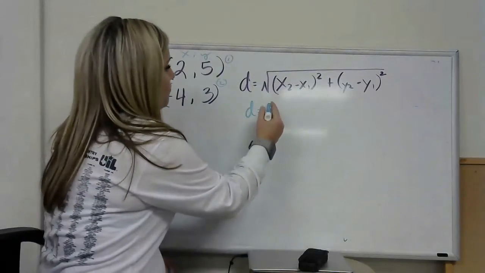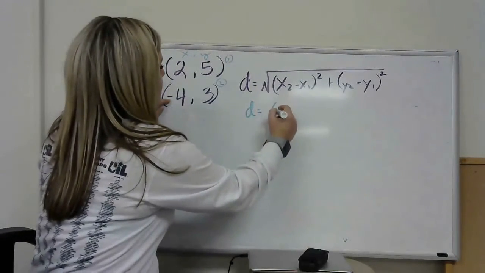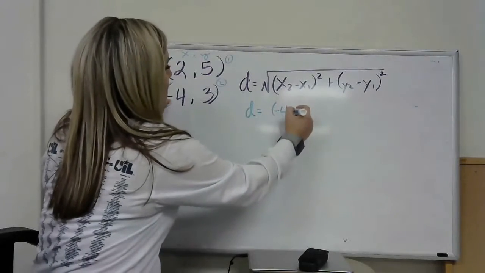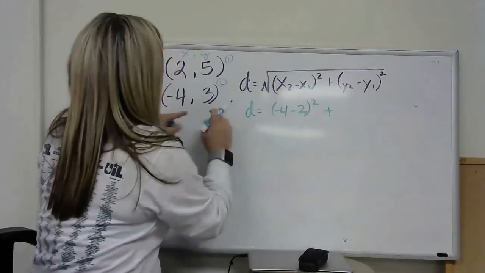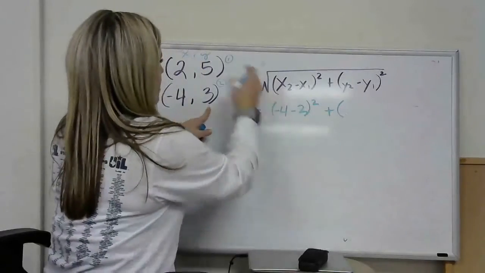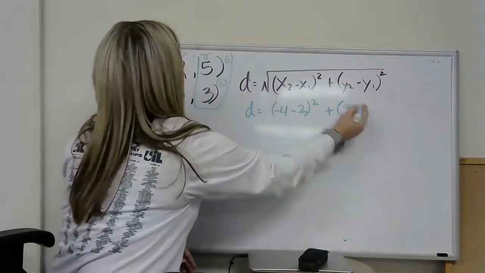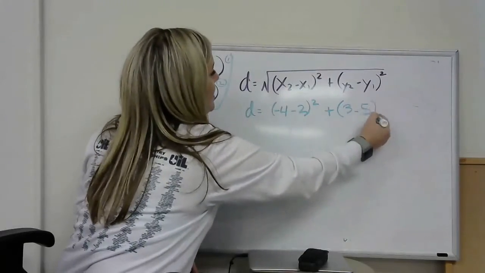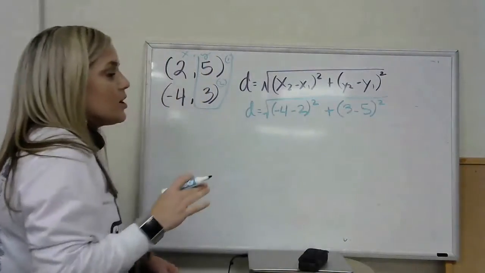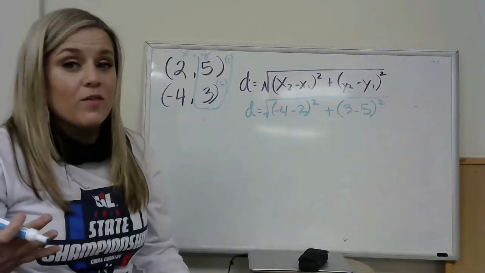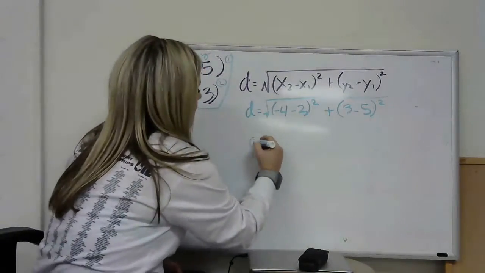Okay, so x2, here's my x's. So x2, which is negative 4, minus positive 2, and we're squaring that. And then y2, here's my y's right here, y2, 3 minus 5, and we're squaring that. And then we're going to take the square root of all that. So first you got to do order of operations, parentheses first. So we got to do what's inside these parentheses.